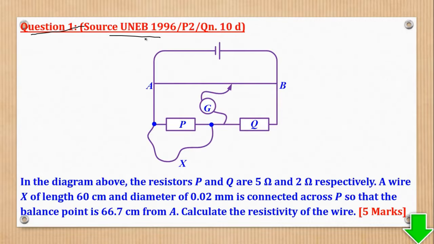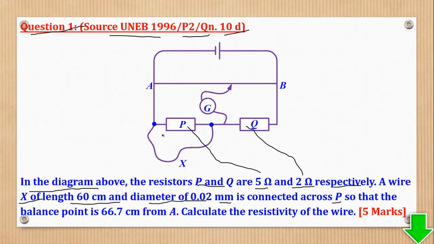Question 1 came from UNEB 1996 part 2 question 10D and says, in the diagram above, the resistors P and Q are 5 ohm and 2 ohm respectively. So P is 5, Q is 2. A wire X of length 60 centimeters and diameter 0.02 millimeters is connected across P, so that the balance point is 66.7 centimeters from A. Calculate the resistivity of the wire.